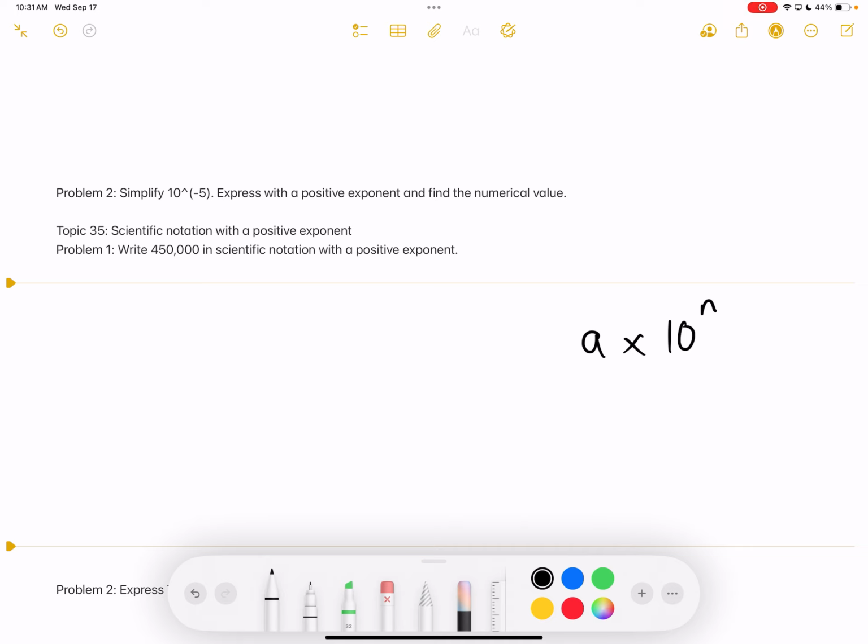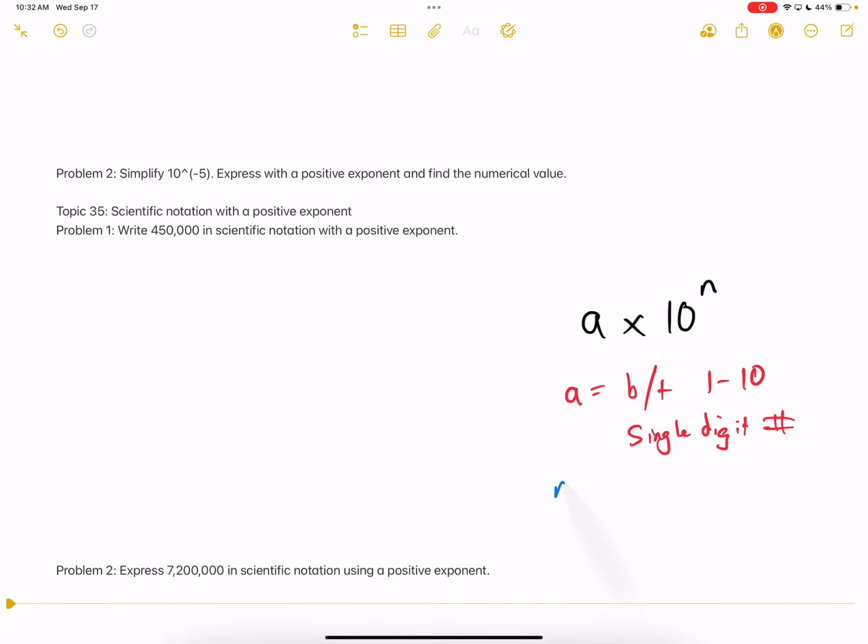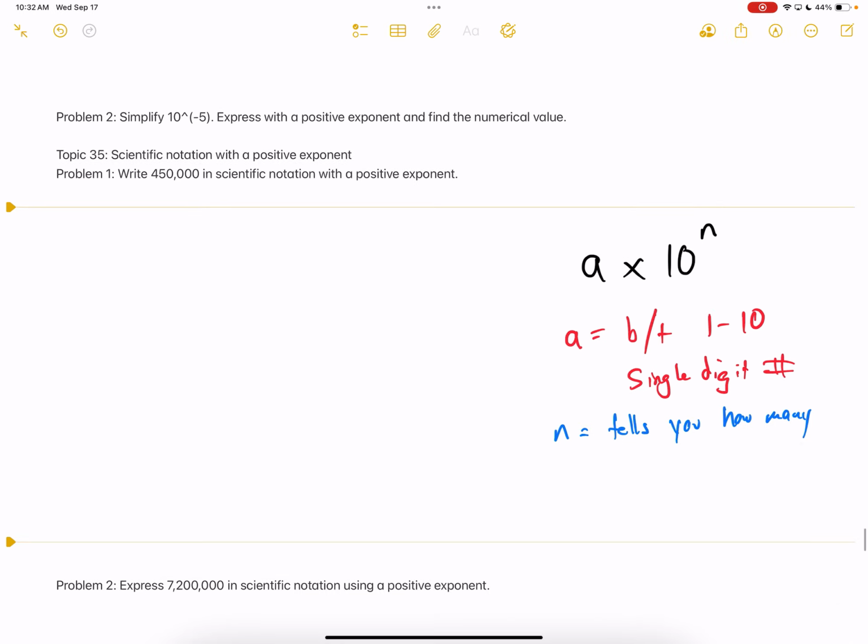The A, this number right here, has to be between 1 and 10. Okay? It has to be a single-digit number is the way I think about it. It can be a decimal, like 8.5, but it has to be a single-digit number. The N tells you how many times to move the decimal.